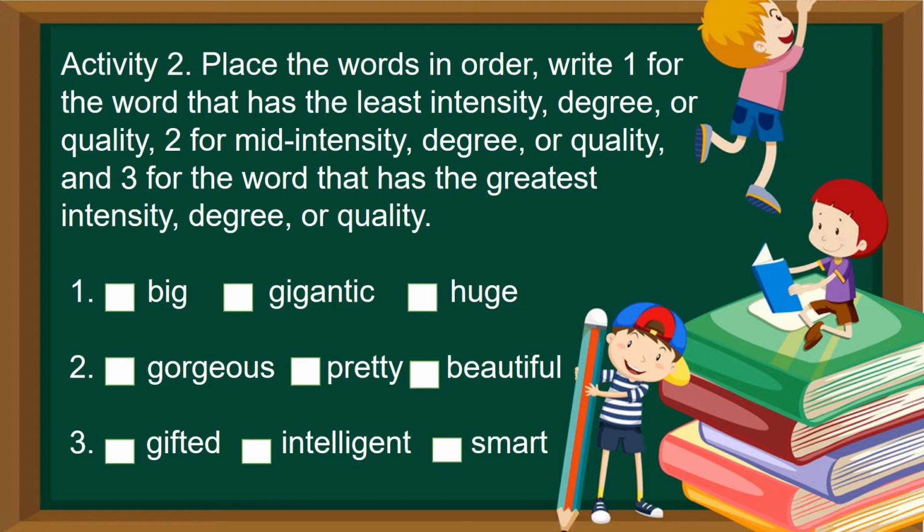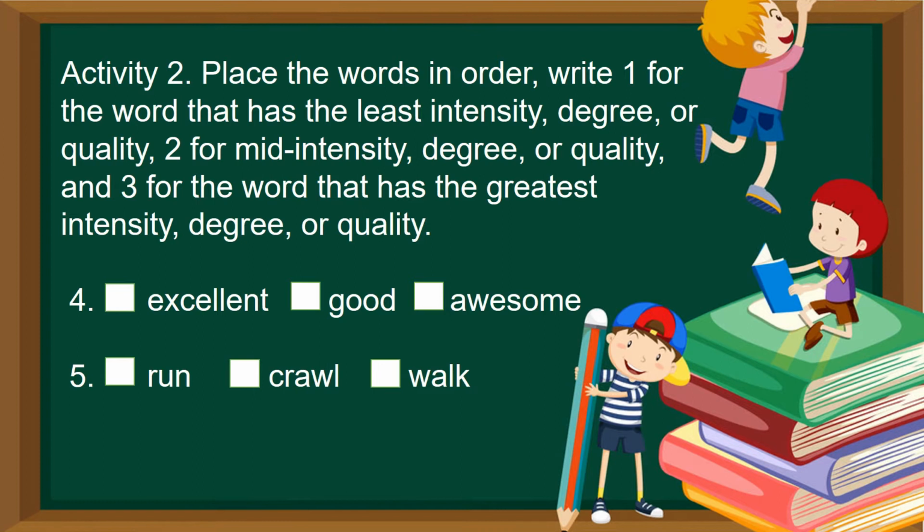Number 1. Big, gigantic, huge. Number 2. Gorgeous, pretty, beautiful. Number 3. Gifted, intelligent, smart. Number 4. Excellent, good, awesome. Number 5. Run, crawl, walk.